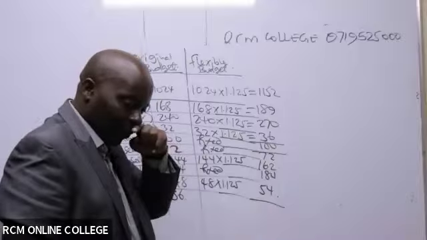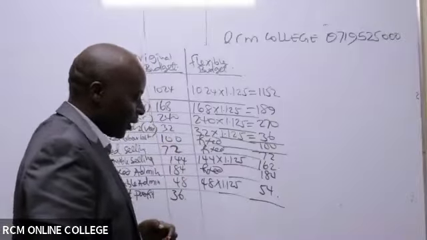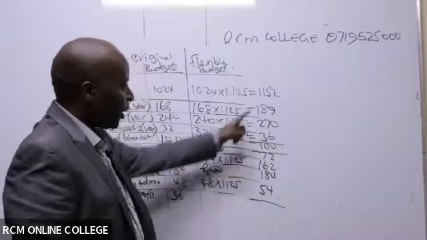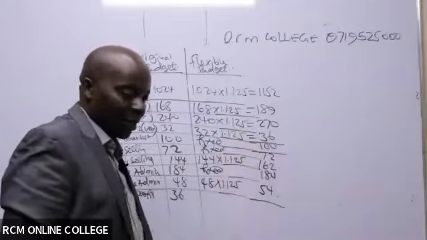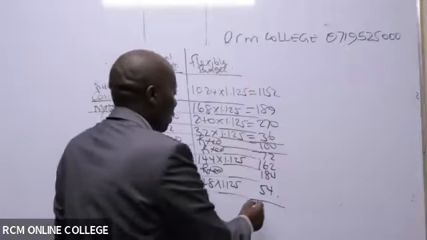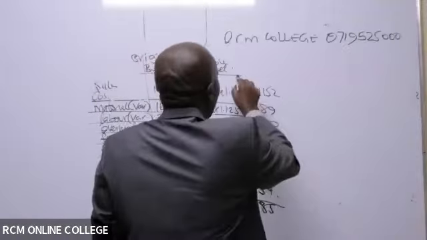85. Somebody is giving me a figure of 85. You take 1152 minus this, minus 85. Thank you so much. So once you get that, then come here by the side.